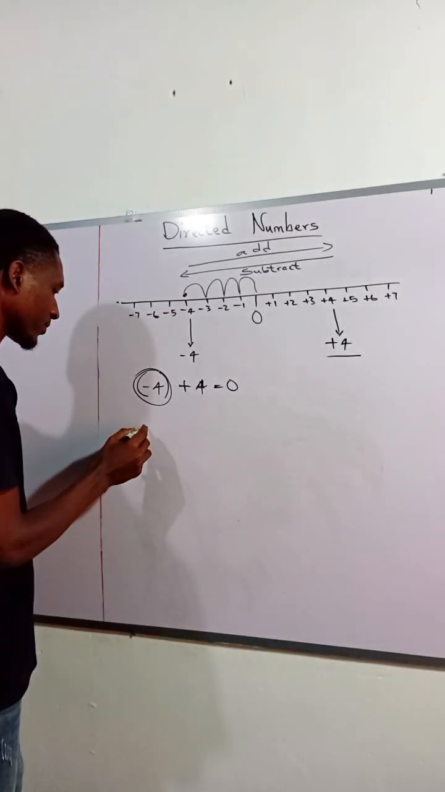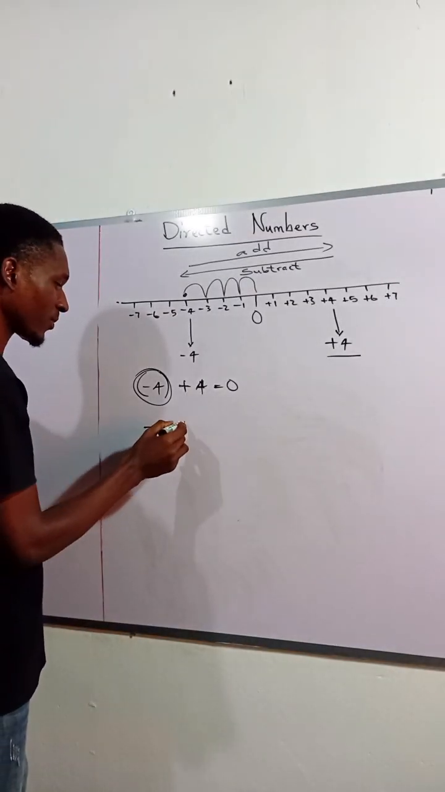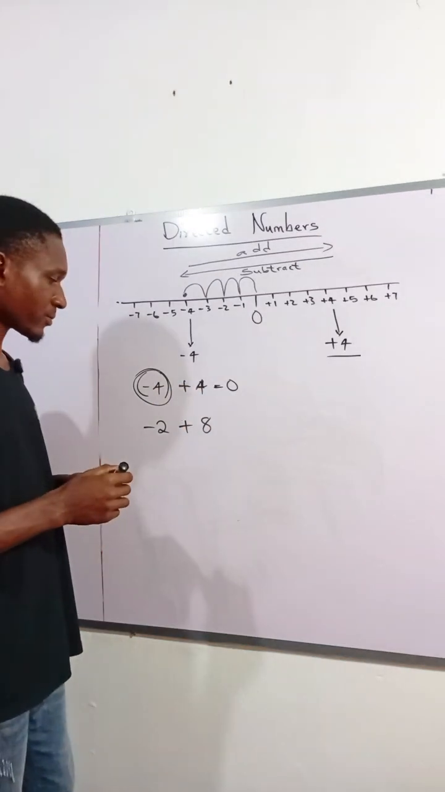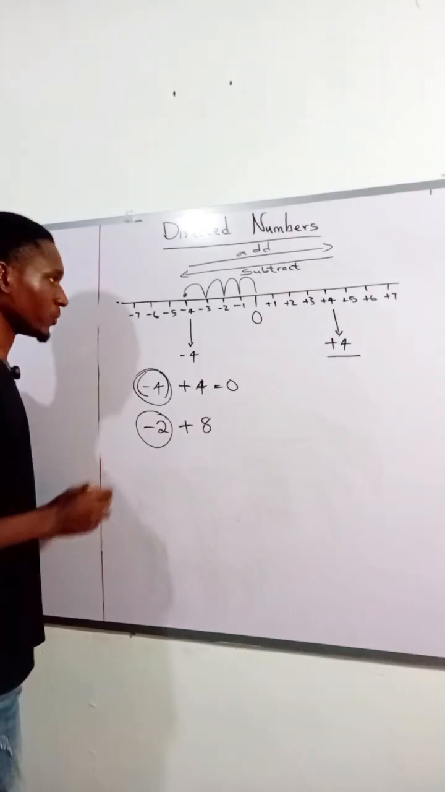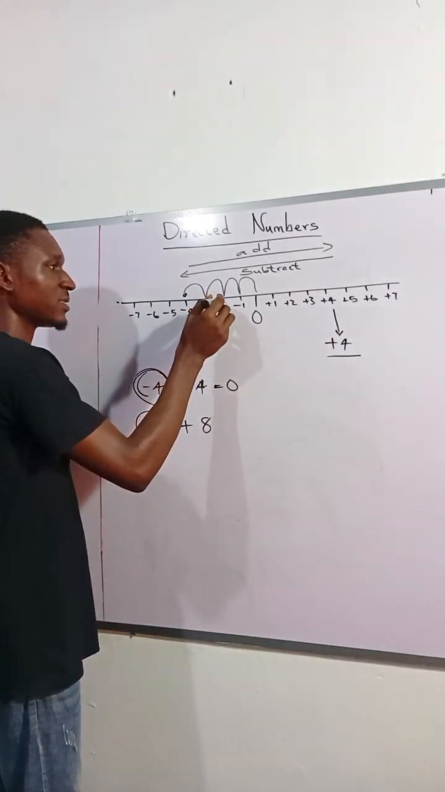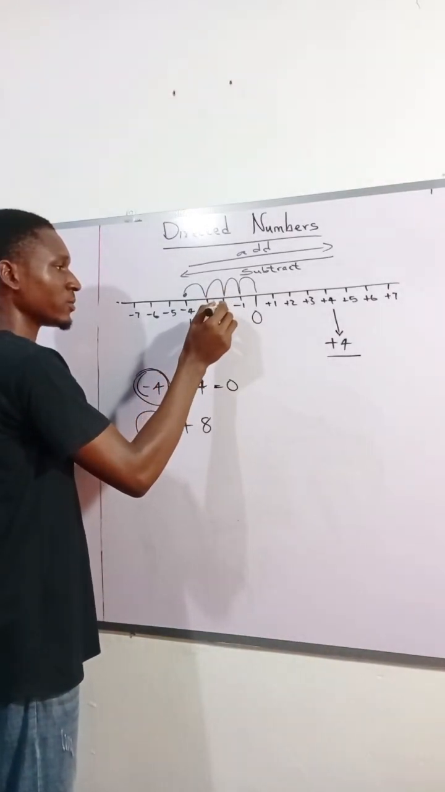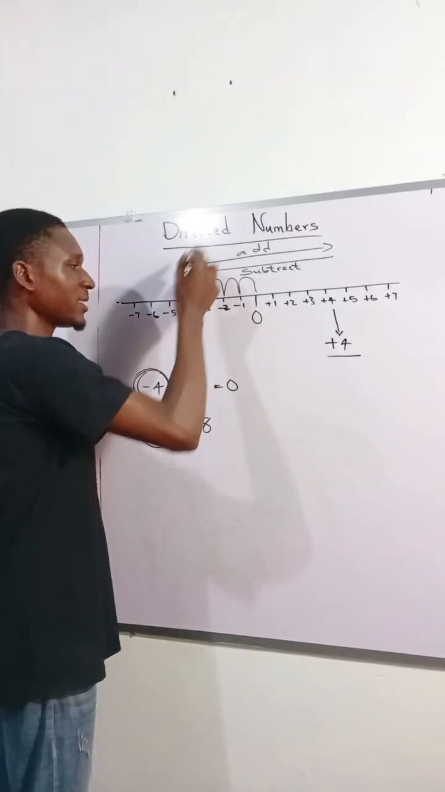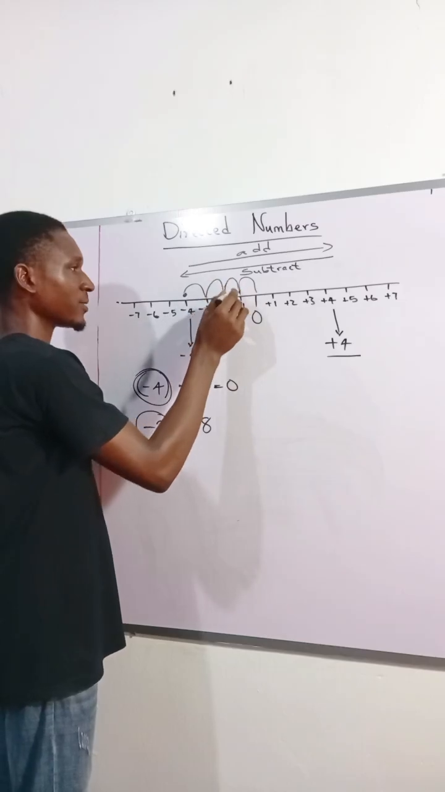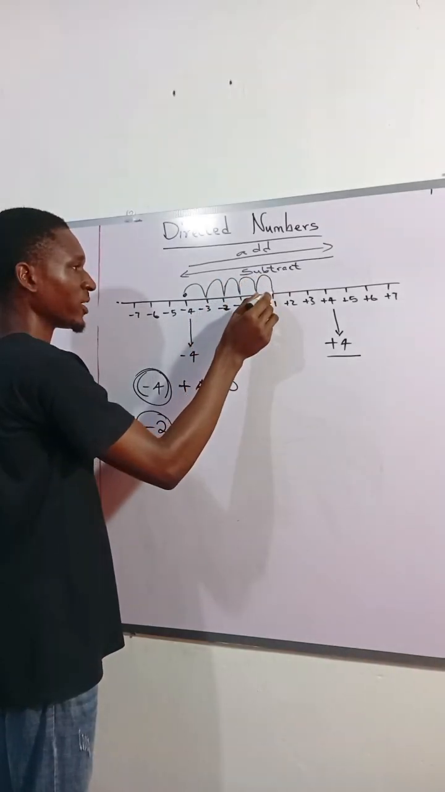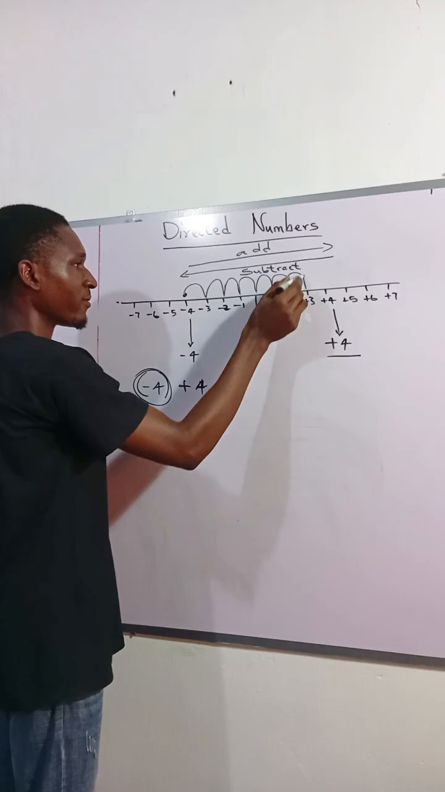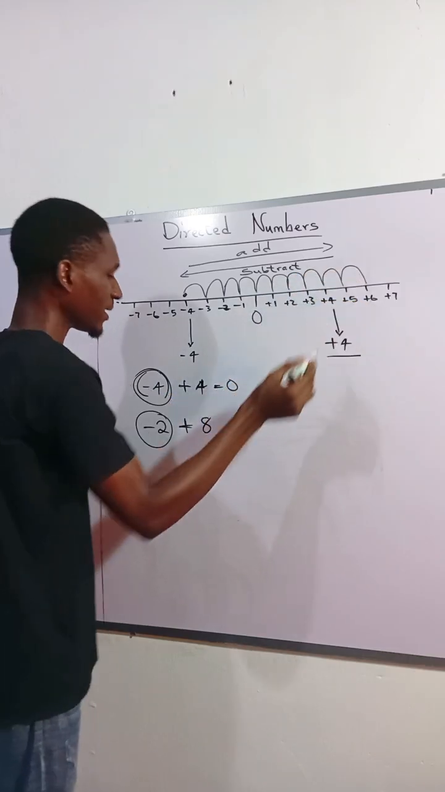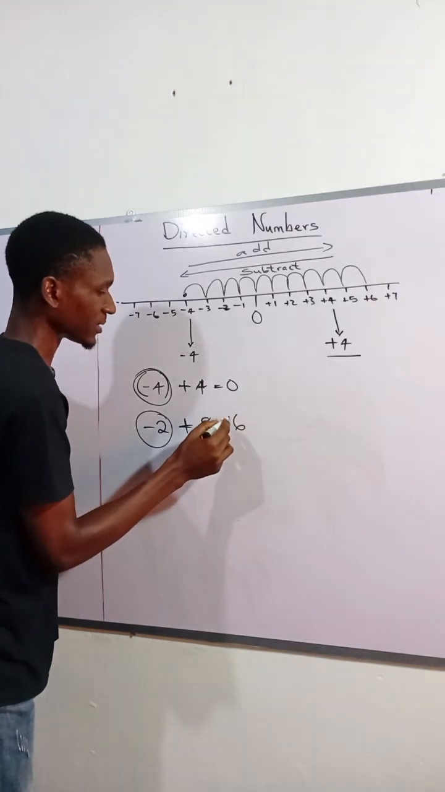Let's say we have negative 2 and we have to add maybe positive 8. We start from negative 2. This is negative 2 here. Can you see negative 2? This is negative 2. And you have to add 8. When you are adding, you go to the right. That's 1, 2, 3, 4, 5, 6, 7, 8. And where did we end? We ended at 6. That is 6 is our answer, positive 6.